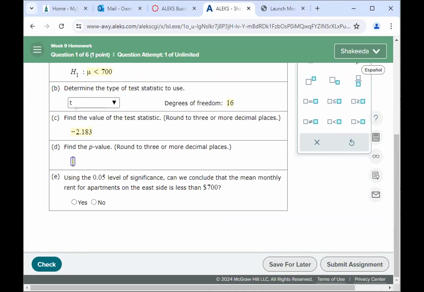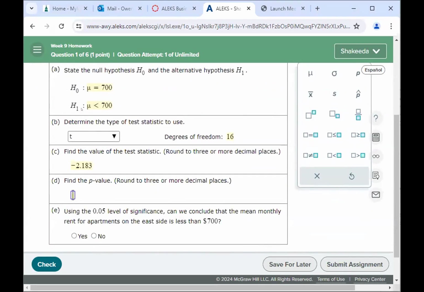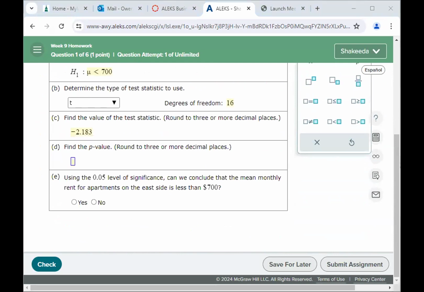So find the p-value. This is one-tailed. Is it 0.044? I believe so. No, give me a second, sorry. I accidentally closed out a part of my sheet. Okay, there it goes. So what is it again? 0.022. Yes.